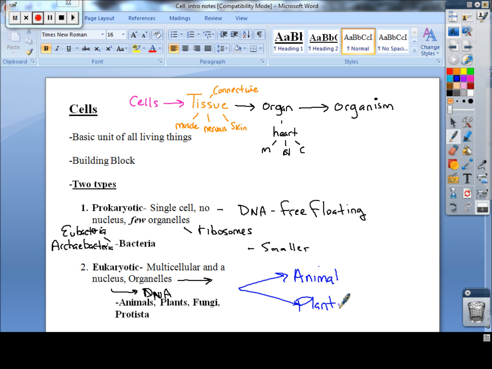So just keep that in mind, because often it can confuse you because you think cells have two types, prokaryotic and eukaryotic. But then eukaryotic also have two types, animal and plant. Just keep it in mind. It will help you from getting confused in the future.